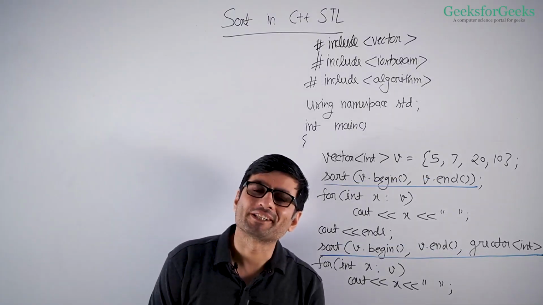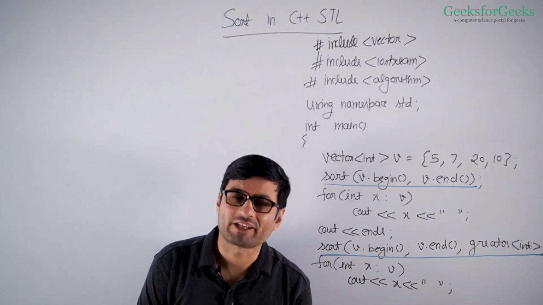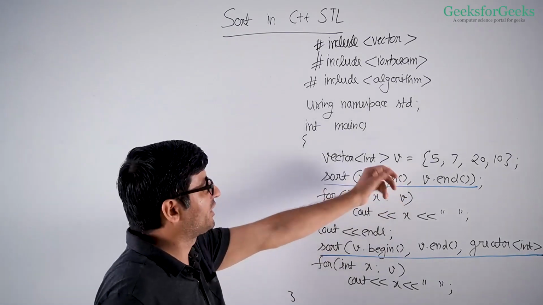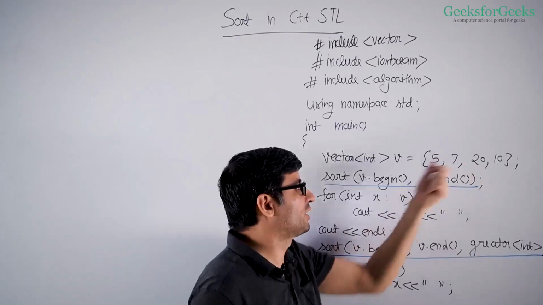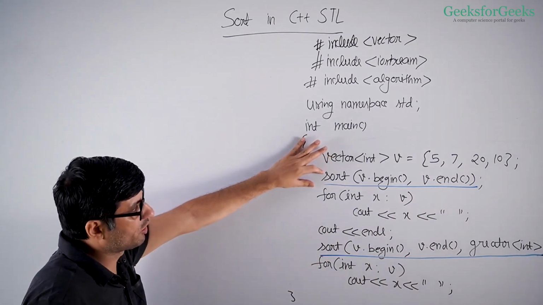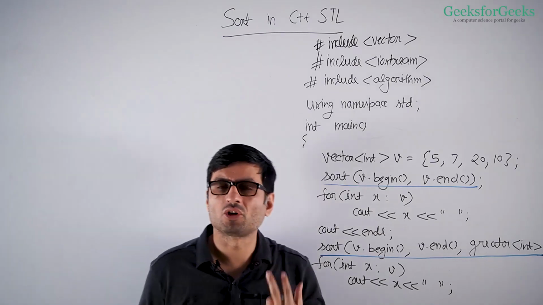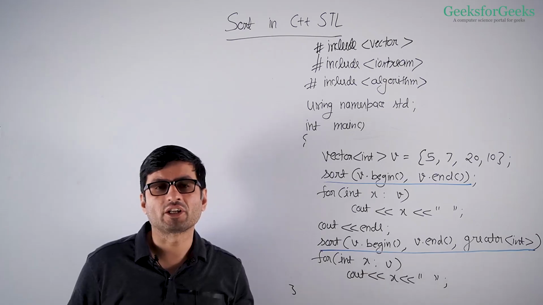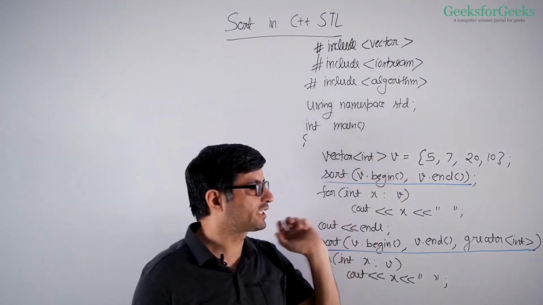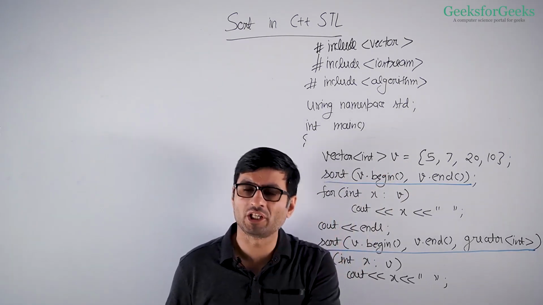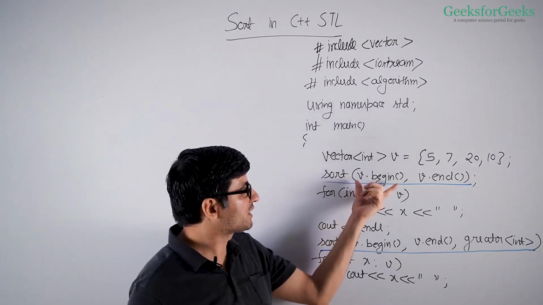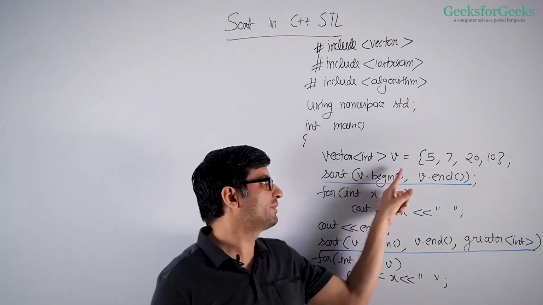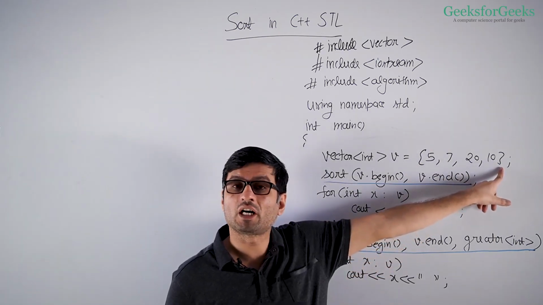Let us now talk about an example to sort a vector. We are given a vector and we want to sort it. So this vector initially contains 4 elements 5, 7, 20, 10. We call the sort function. In the sort function we can call it in two ways. The first way is passing two iterators, where the first iterator points to the first element and the second iterator points to an element beyond the last element. So we pass v.begin and v.end here. In case of arrays, we pass the address of the first element and the address of an element after the last.